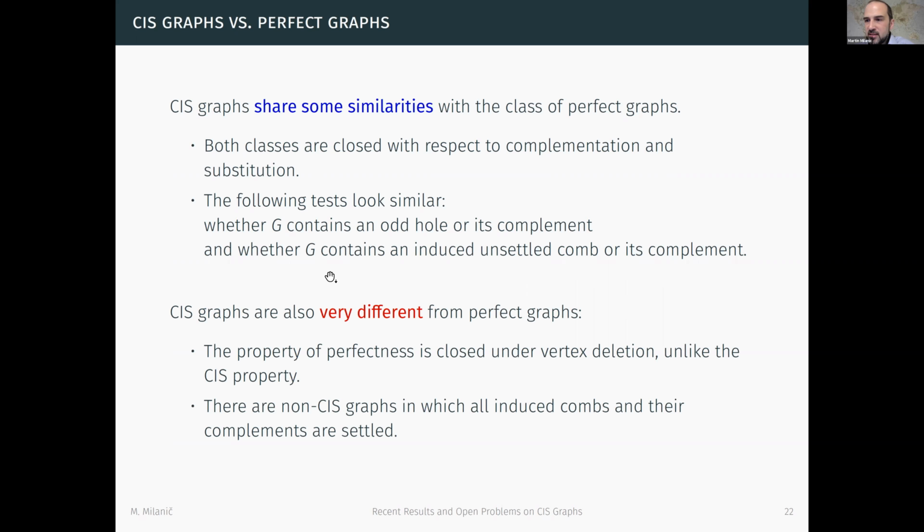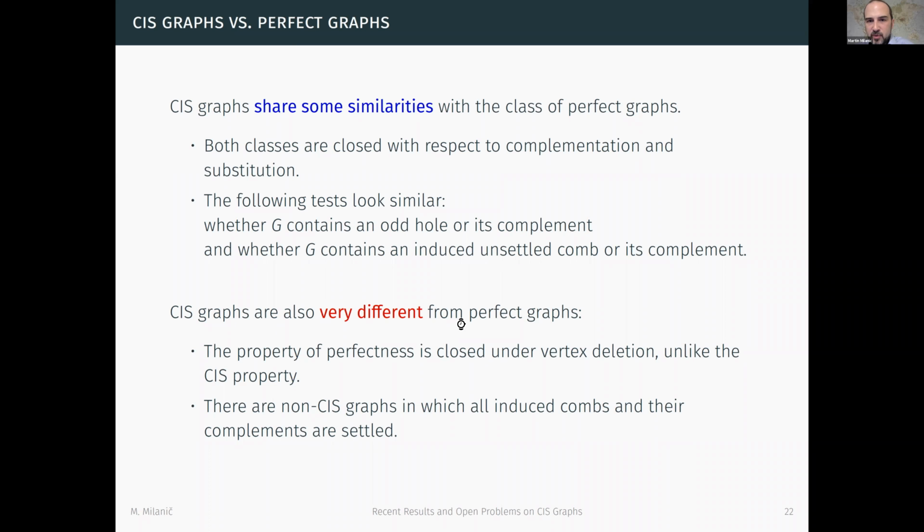But also there are differences. The main difference is probably that the property of perfectness is closed under vertex deletion, and the CIS property is not. This is what makes the CIS property more challenging to understand. But also, having all comps and their complements settled is only necessary, not sufficient. There are non-CIS graphs in which all induced comps and their complements are settled. So there are some similarities, but also differences.